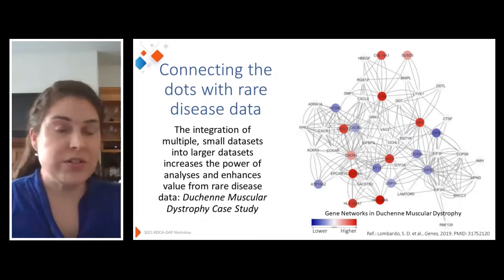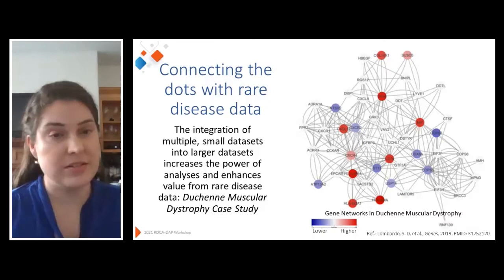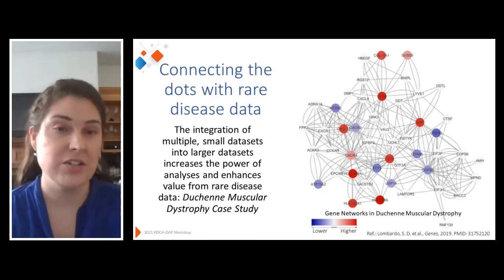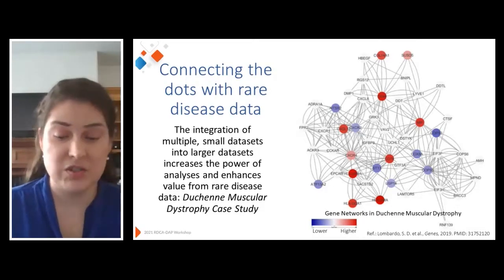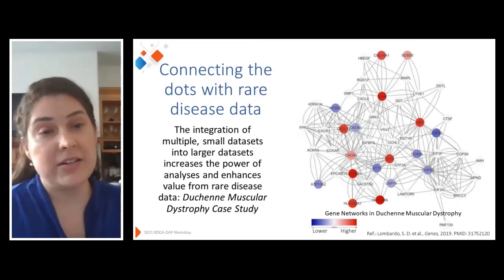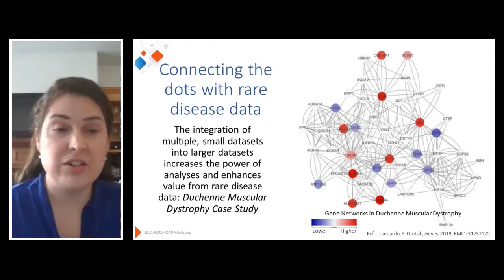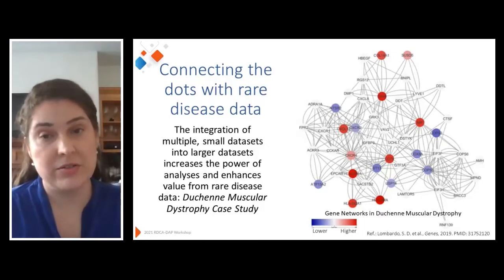So first, we're just going to start off with following up a little bit on the theme that was just discussed in the immediate presentation, connecting the dots with rare disease data. So this is just an example of transcriptomic data looking at some inflammation genes in patients who have Duchenne muscular dystrophy and those who do not have Duchenne muscular dystrophy.